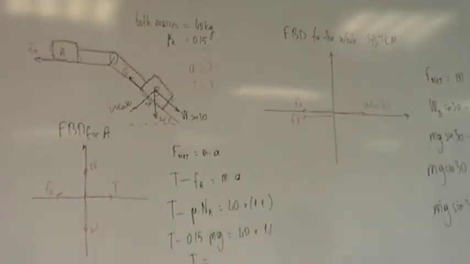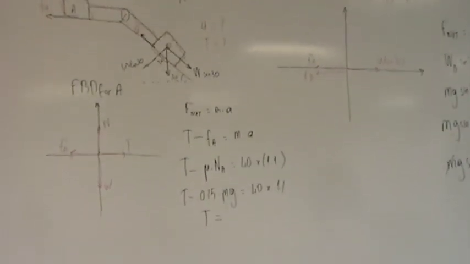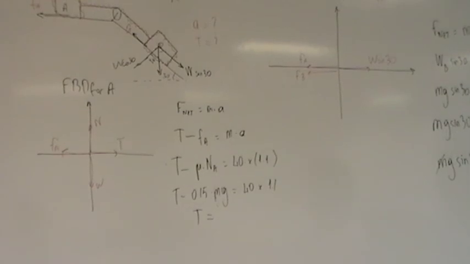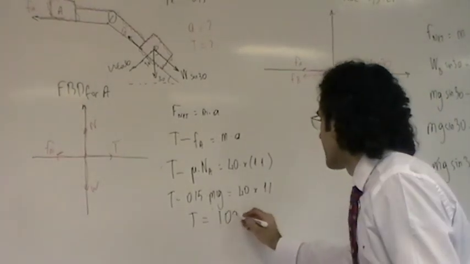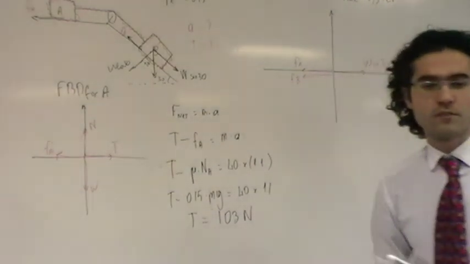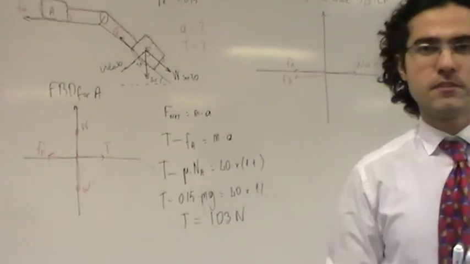40 times 1.1 plus 0.15 times 40 times 9.81 is going to give you tension as 103 newtons. Good luck.